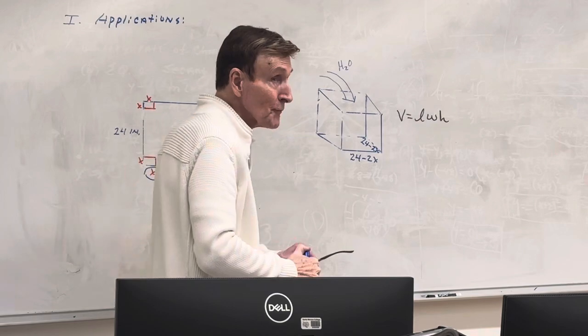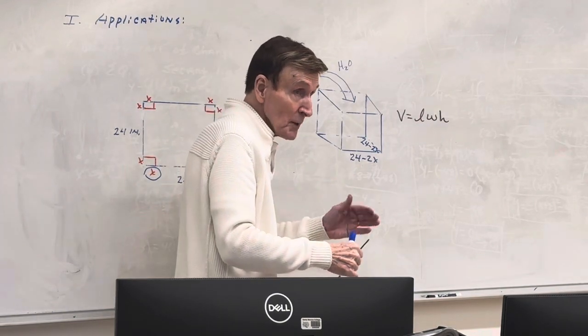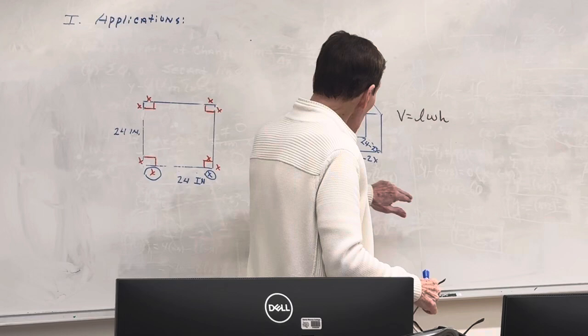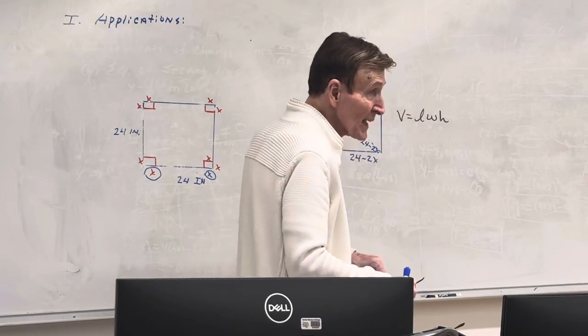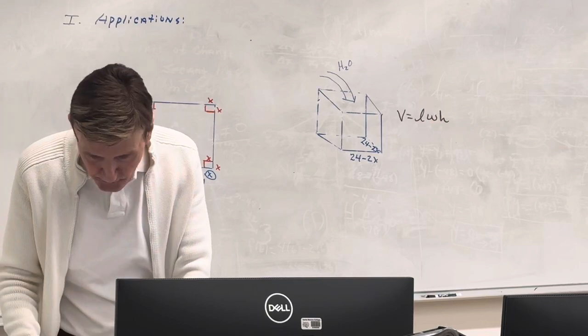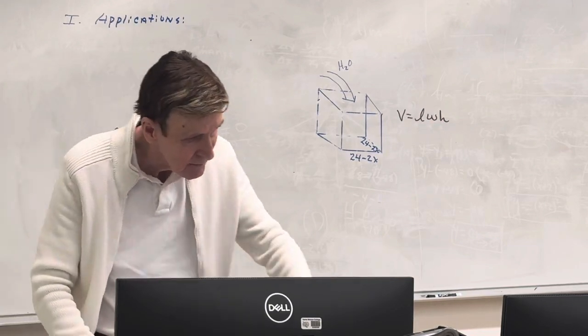Now, the formula that's given to me, volume. You've got to multiply the length and the width and the height. Well, I have the length and the width. I don't have the height. Now, hang on. If I can find it here.